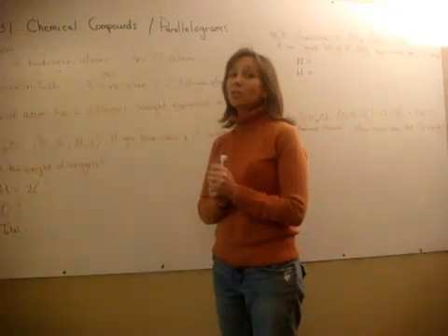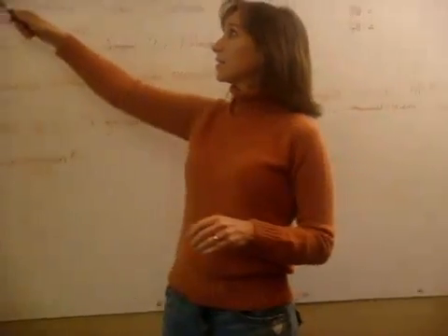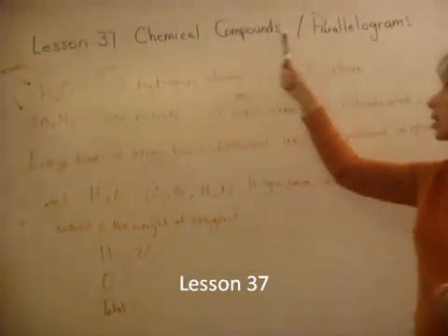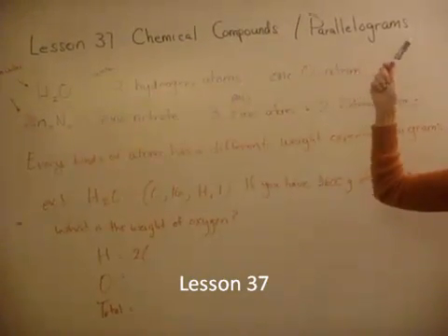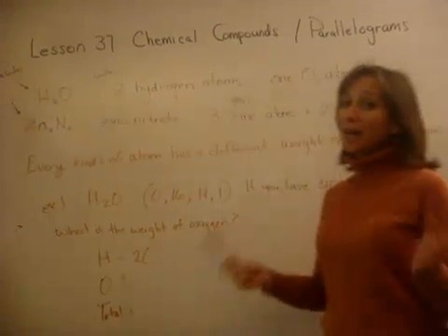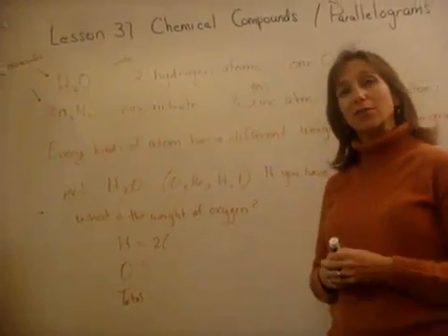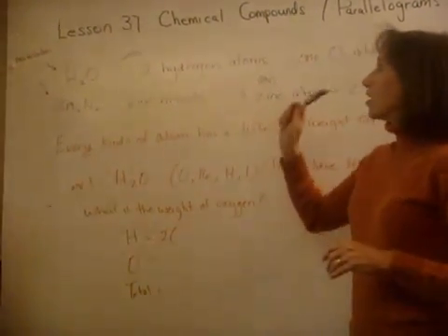Today we're going to go over Tuesday's lesson, which should be today. You should be watching this on Tuesday. Lesson 37, chemical compounds and parallelograms. First we're going to do chemical compounds. This is more like a chemistry lesson than it is a math lesson, but there is math involved, so that's why it's a math lesson.